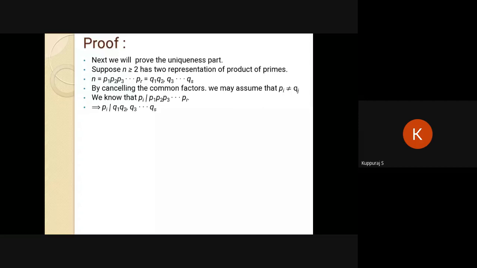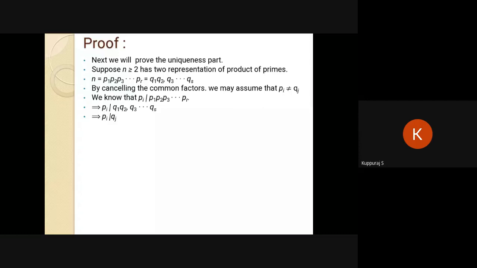Qs. Because both the representations are the same, Pi divides the product of n primes, so definitely Pi divides the s primes, that is Q1, Q2, Q3, etc. Qs, which implies Pi divides Qj. So one corollary says that if P, Q1, Q2, Q3, etc. Qn are primes and P divides the product of n primes, P must be equal to any one of the primes. Already we have seen the corollary.